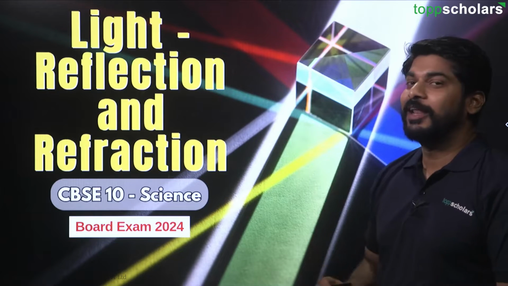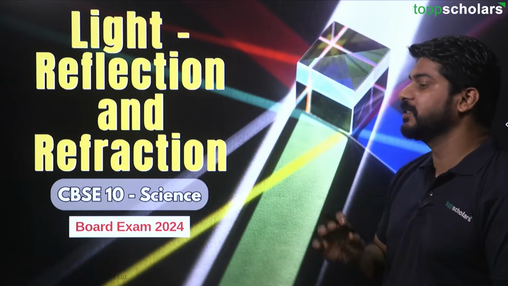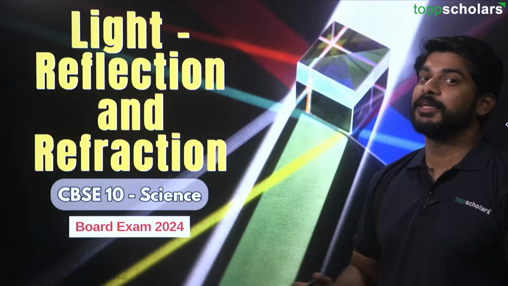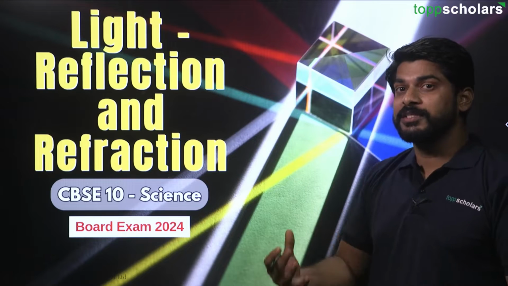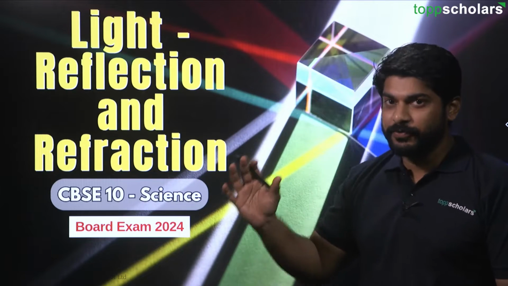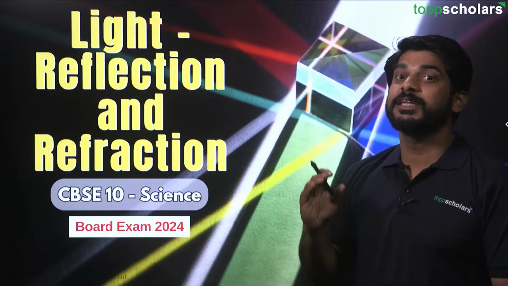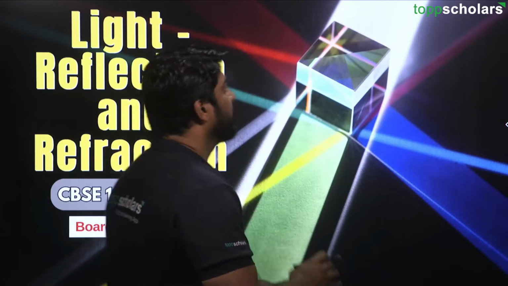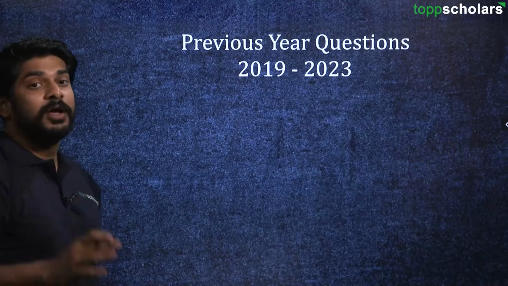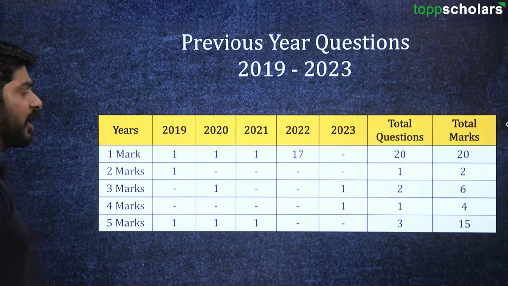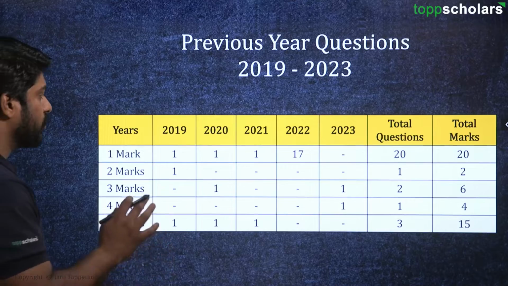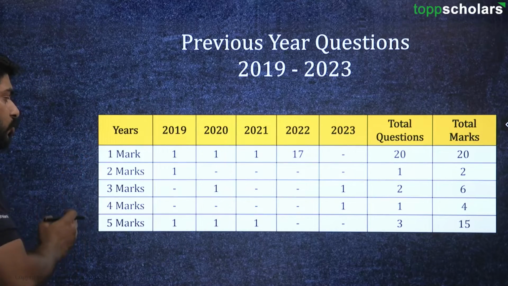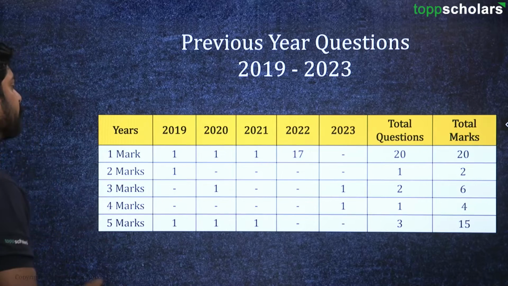Now let's get into this and see how many questions, and which questions exactly, were asked in the last 5 years. What was the trend followed over these last 5 years for this particular chapter? So here it is. Let's first have a look at this simple table, which indicates how many questions were asked in each year for 1 mark, 2 marks, 3 marks, 4 marks and 5 marks, isn't it?